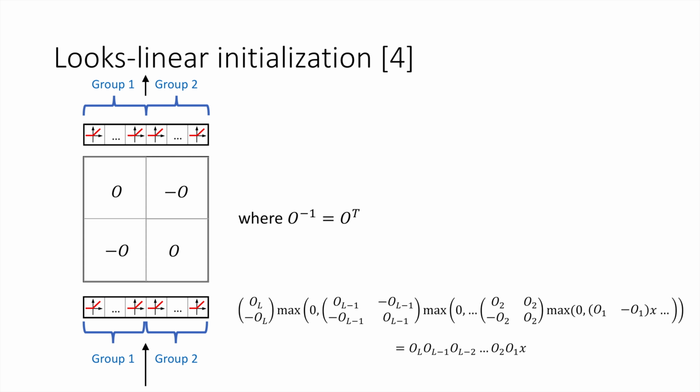Let's look at another method for attaining an approximate orthogonal initial state. The looks-linear initialization for ReLU MLPs, introduced by Balduzzi et al. at ICML 2016. We split the neurons in each layer into two equally sized groups. Then we draw a uniformly random orthogonal matrix O of dimensionality equal to half the dimensionality of the layer. The weight matrix is then initialized using 4 tiles as shown here. In the initial state, the entire network shown here becomes an orthogonal transformation of the input X. During training, the tiles in each weight matrix vary independently as in a regular ReLU network.